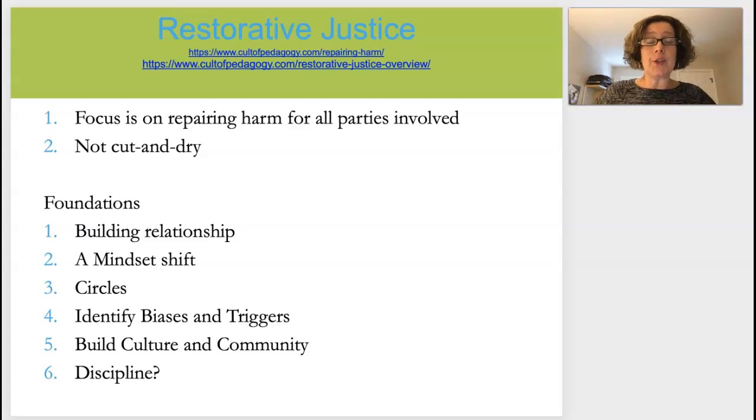umbrella of restorative justice. And the two main ideas around restorative justice are: the focus is on repairing the harm for all parties involved, and it's not cut and dry. So let's flesh those out a little bit. I'm just going to read you some definitions here of these two. So focus is on repairing harm.